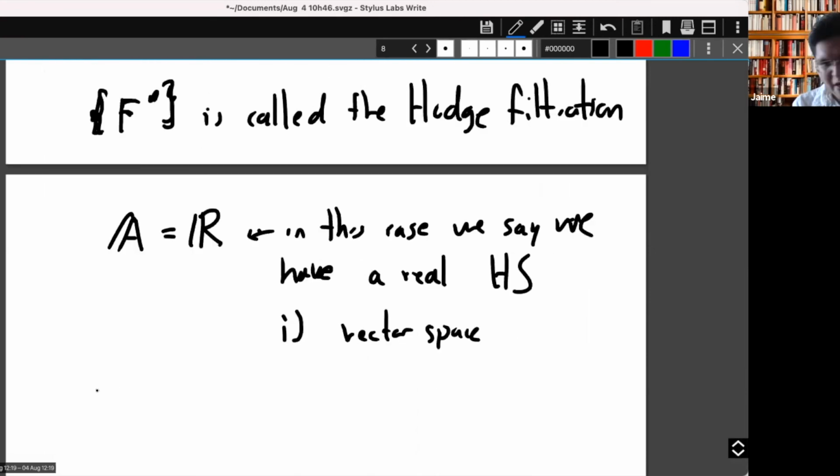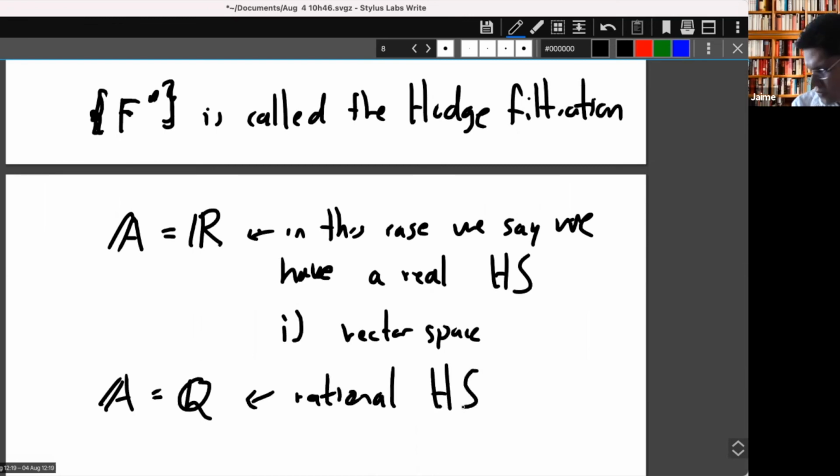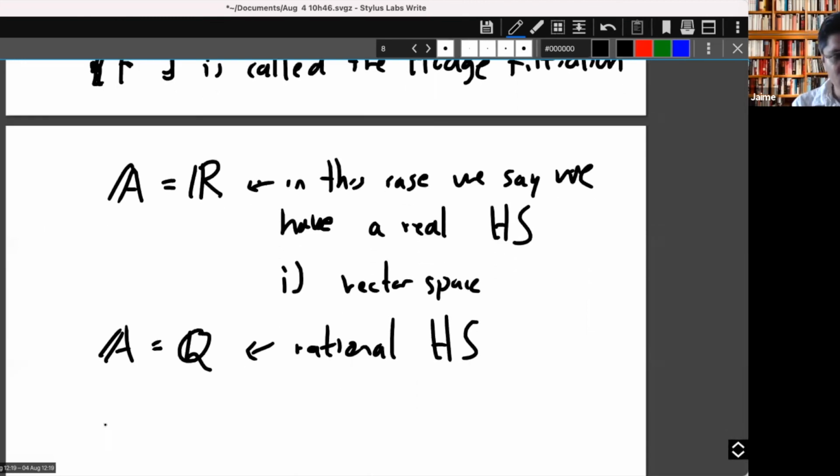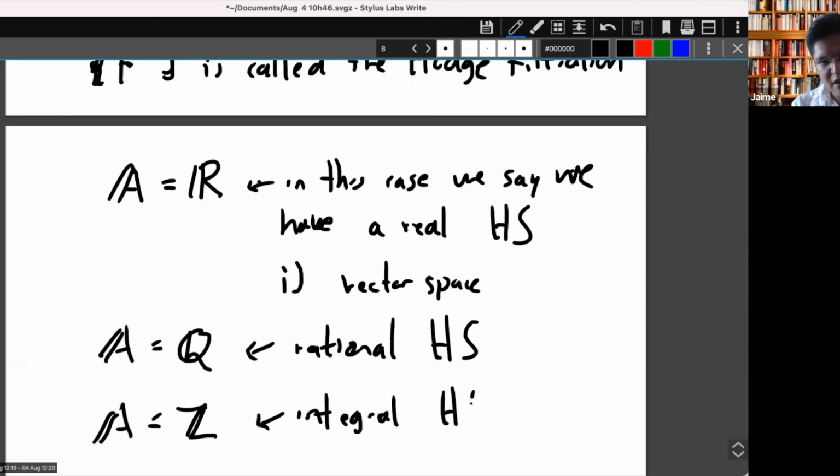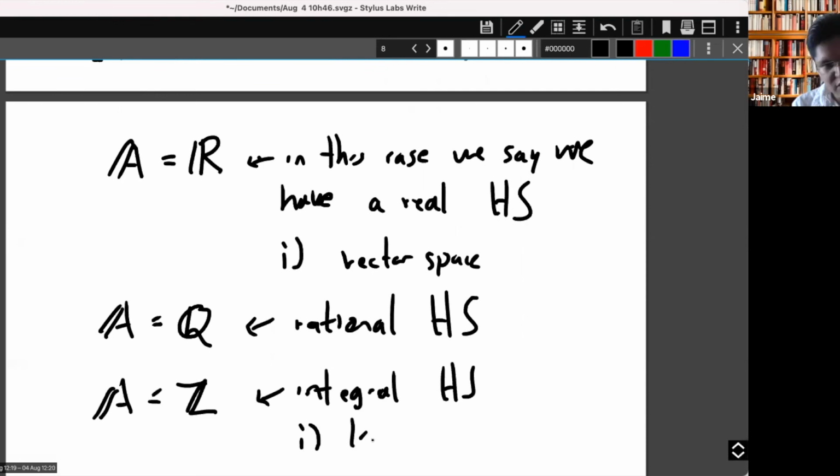And similarly, some people, instead of taking R, they take an intermediate step and they take the ring of the rationals. And in this case, we talk about a rational Hodge structure, right? Again, we use vector spaces in this case. But another example, which is very extreme, is to use the integers. This is called, obviously, an integral Hodge structure. And instead of vector space, we use the fact that it's a lattice, right? Instead of taking a vector space, we take a lattice, right?